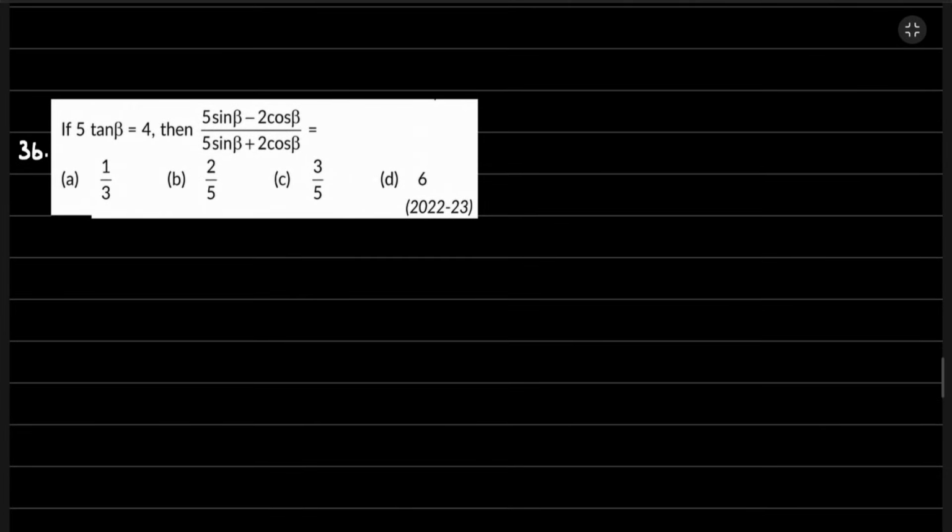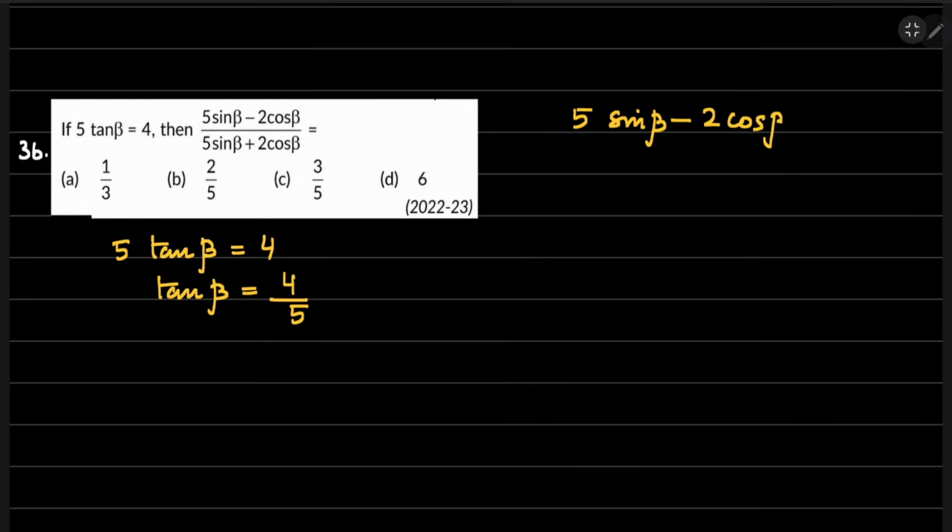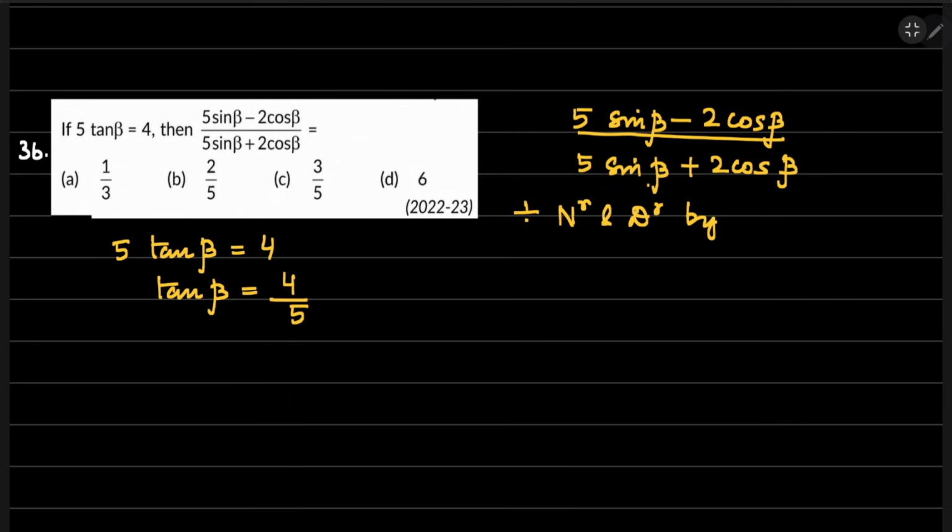Yeah, so this is also of a similar type. You are given 5 tan beta is equal to 4. So what is tan beta equal to? 4 by 5. Right? The question is 5 sin beta minus 2 cos beta divided by 5 sin beta plus 2 cos beta. So what is the way to do? Divide both numerator and denominator of each term of the numerator by cos beta. So in that case, what would you have?